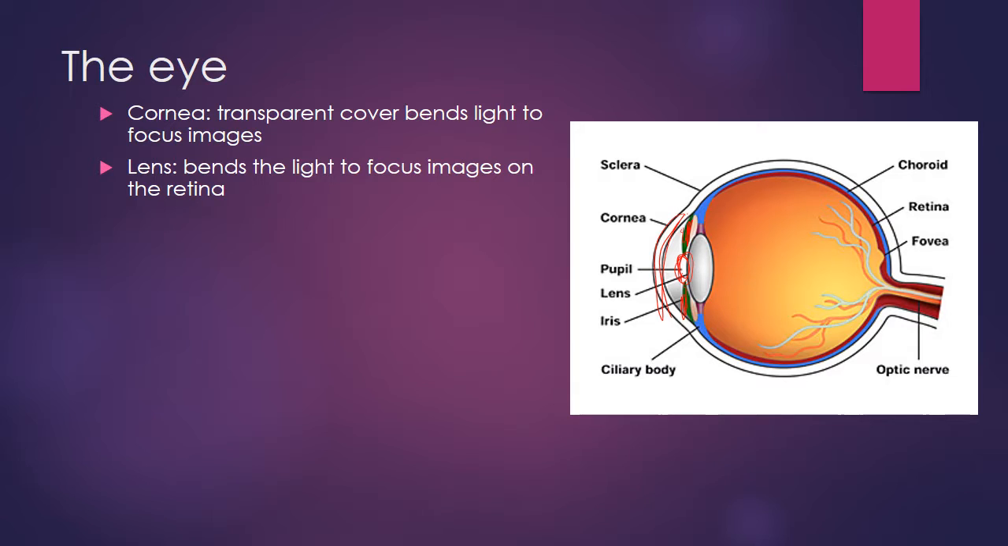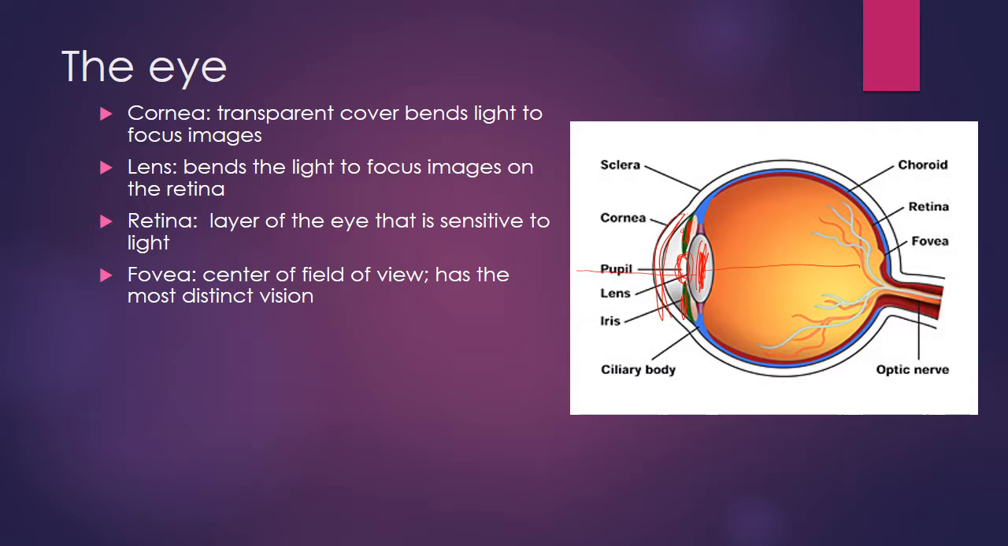So your light's going through the cornea, it's going to bend, and then it's going to go through the lens right here, and it will bend some more. And the point is to focus it to the correct spot in the back of your eye. Now, the layer of your eye in the back that is sensitive to light is going to be the retina. You don't have retina everywhere, you just have retina at the back. And the fovea is the center of that field of view. So you're trying to focus the light onto the fovea right here.